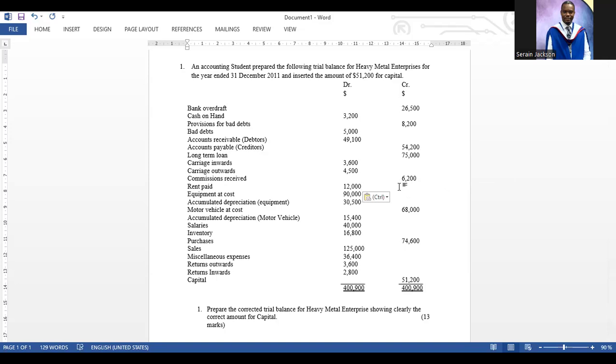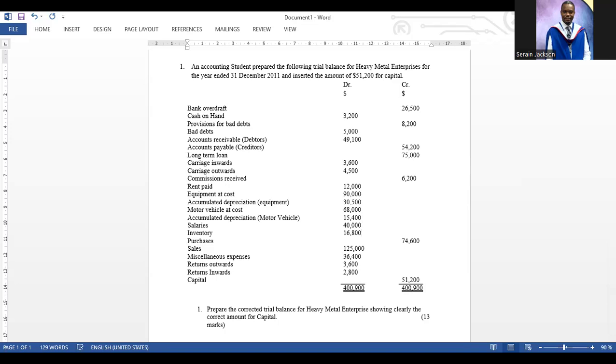Yes. Then I have equipment at cost, which is an asset, obviously. So you would have that there on the debit side. Accumulated depreciation. Depreciation is also an expense to the business, so it would carry a debit balance. Motor vehicle at cost is an asset to the business, same way, right? But they have it on the credit side, which is not right. So we're going to put it back on the debit side. Accumulated depreciation for motor vehicle, because it's an expense, should be on the debit side. Salaries is an expense to the business, so it should have a debit balance, right? And they have it here.